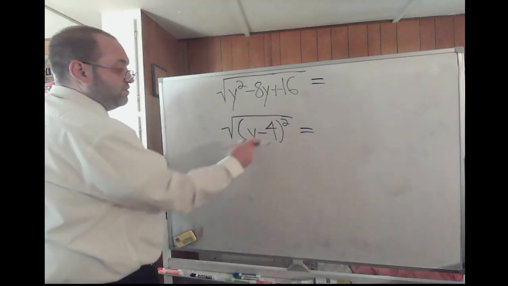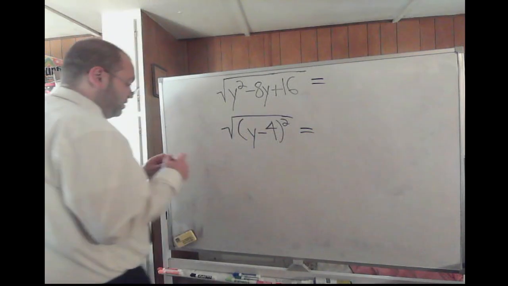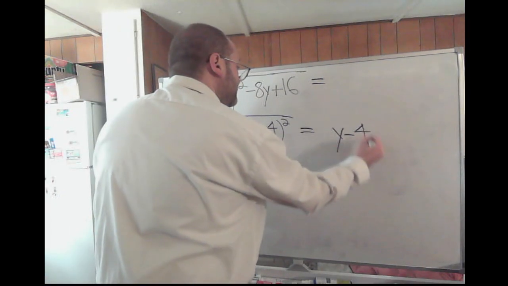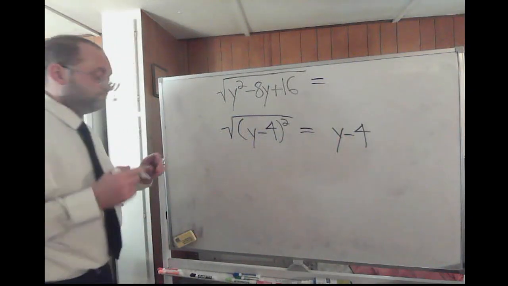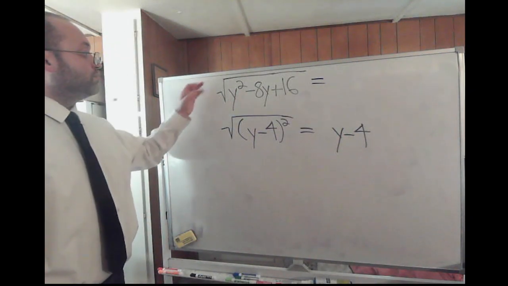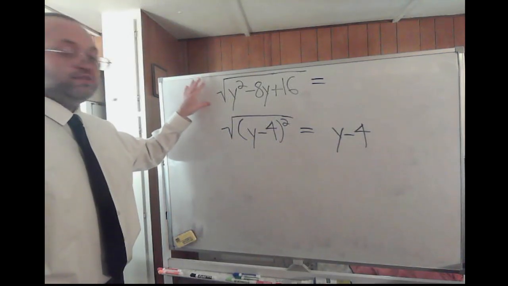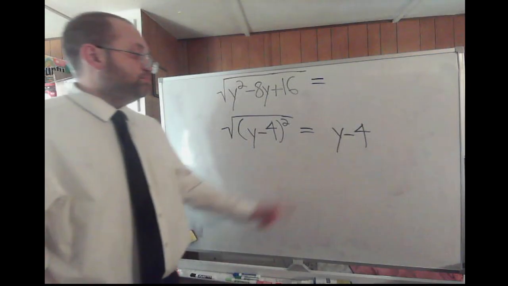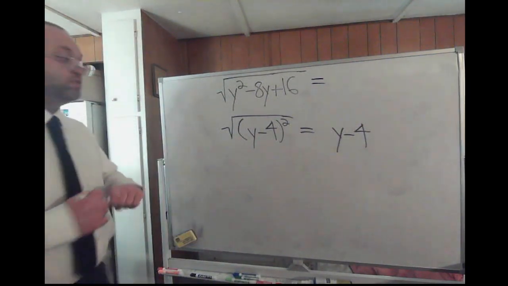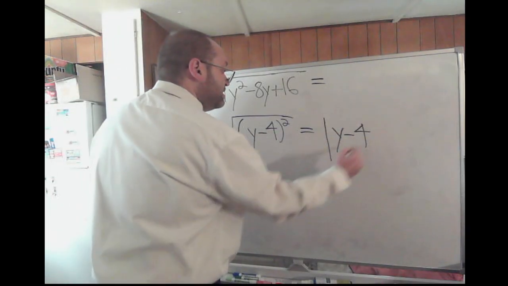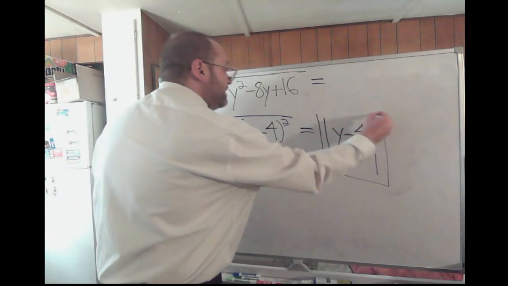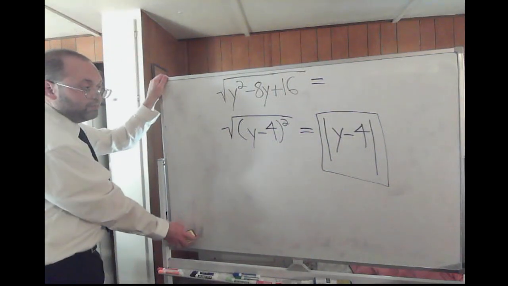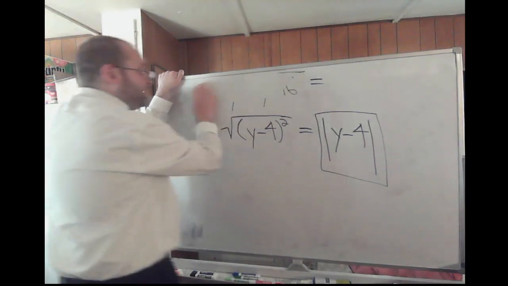Well, you would think the square root of y minus 4 squared is just y minus 4. Well, that's partially true. Partially. But it's not entirely true. Because your original sign on the original square root is positive. You want a positive answer, do you not? So you could put in some value for y and get a negative answer, which you don't want. So the answer you should get would be the absolute value of y minus 4. That way it ensures you get a positive answer no matter what.